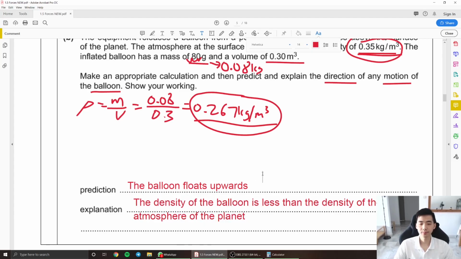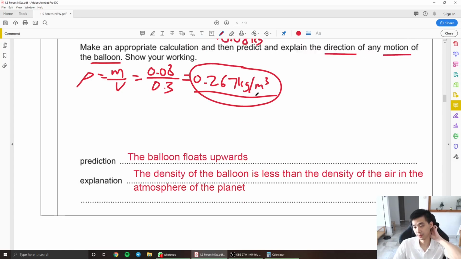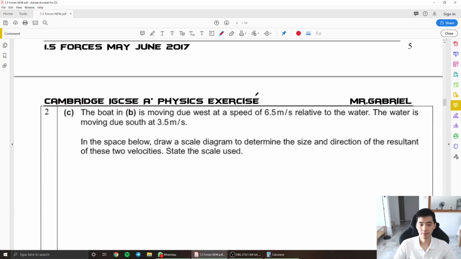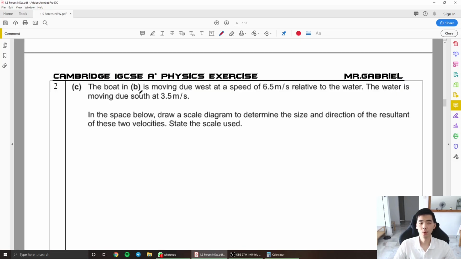Okay, these are going to be your answers here. Then finally we have a vector question. The boat B, this you don't care where B is, is moving due west at a speed of 6.5 meters per second. West is obviously towards the left. The water is moving due south. South is obviously downward here.